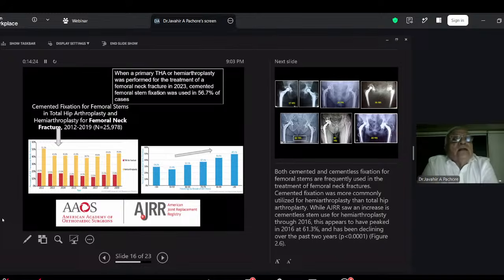And this is recent data coming from the American Joint Replacement Registry: when primary THR or hemiarthroplasty was performed for the treatment of femoral neck fracture in 2023, cemented femoral stems were used in almost 56% of cases. So people are going for cemented stems in elderly patients with fracture neck of femur, for hemiarthroplasty as well as total arthroplasty in the elderly population, especially with type C canal. There is an increase in cemented stems all across the registries.